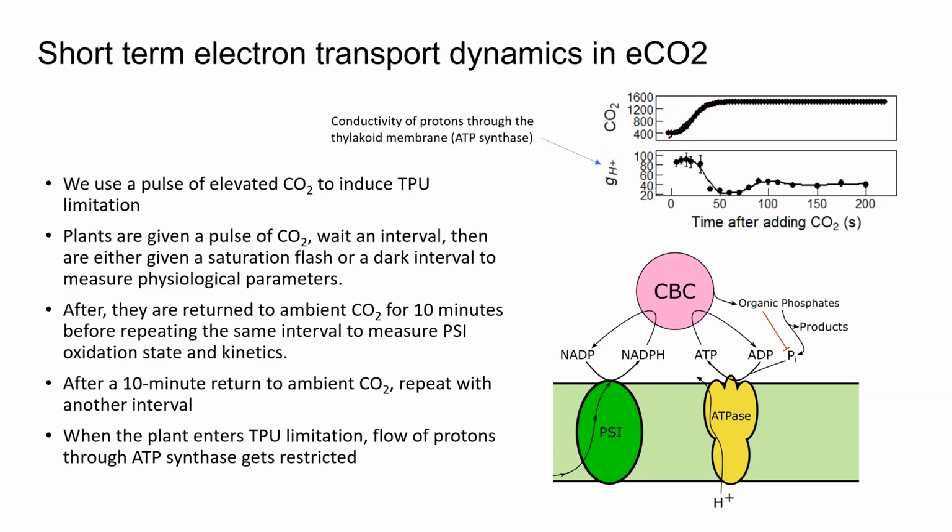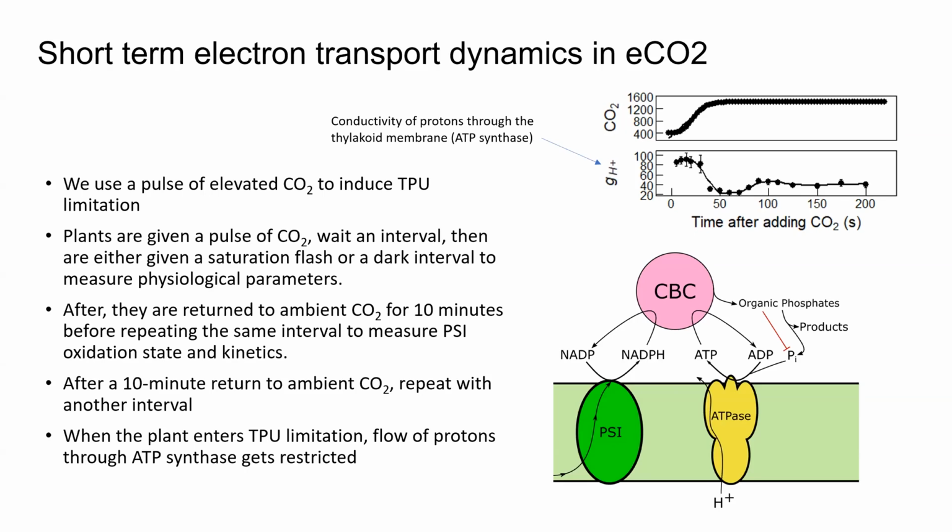And then we wait for a period of time and we make our optical measurements. We do this twice. The first time we do a DIRC for the electrochromic shift, and then we make our PS2 measurements. Then we reset to ambient CO2, and we run the measurements again for PS1 measurements. Then we let the plant readjust to ambient conditions and repeat with another interval. That's how we get this time course here. We just scatter the intervals that we're waiting and then make measurements on multiple plants.